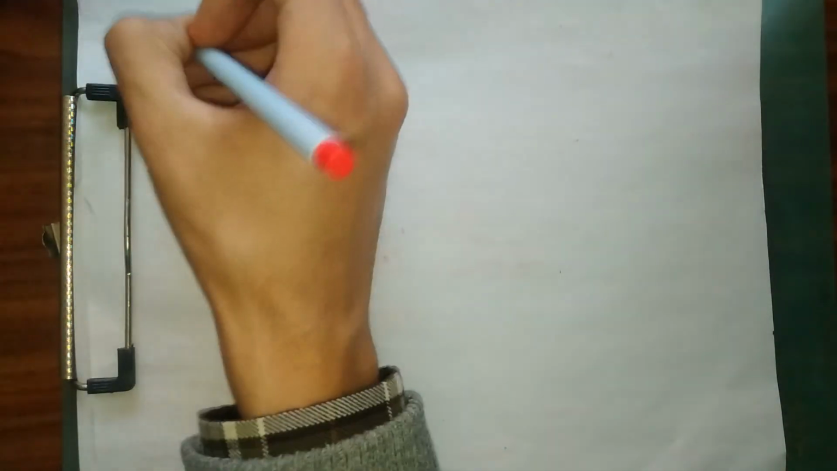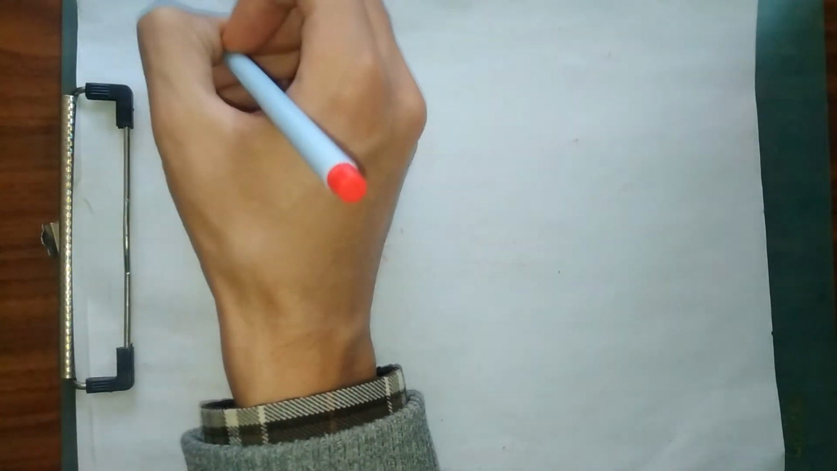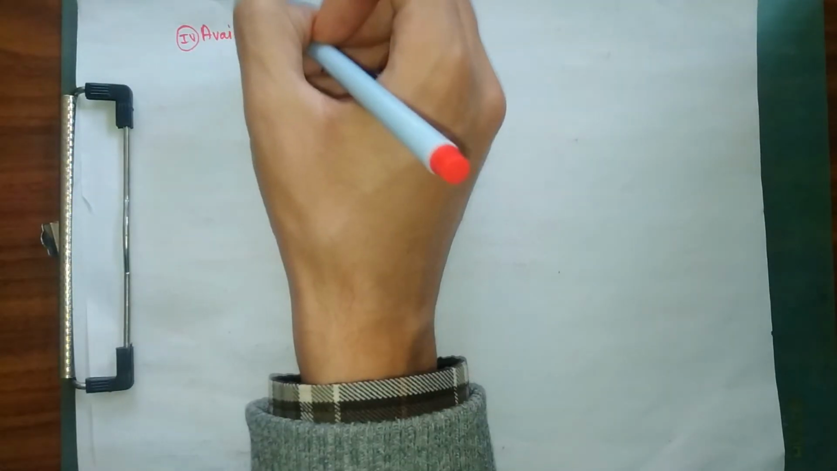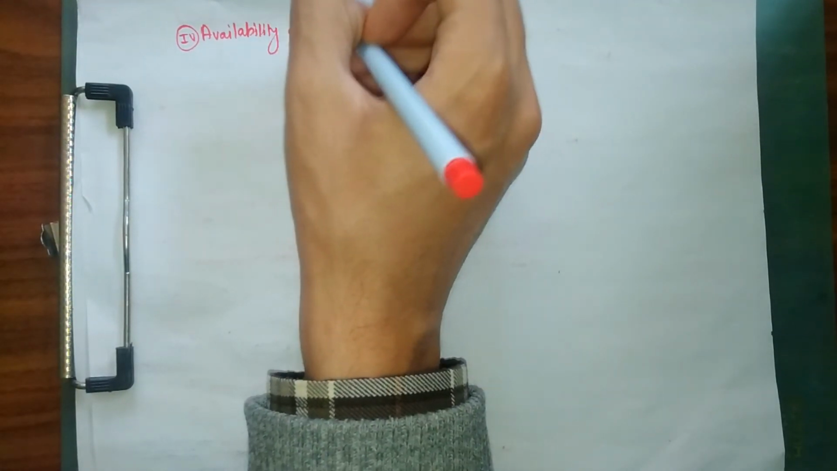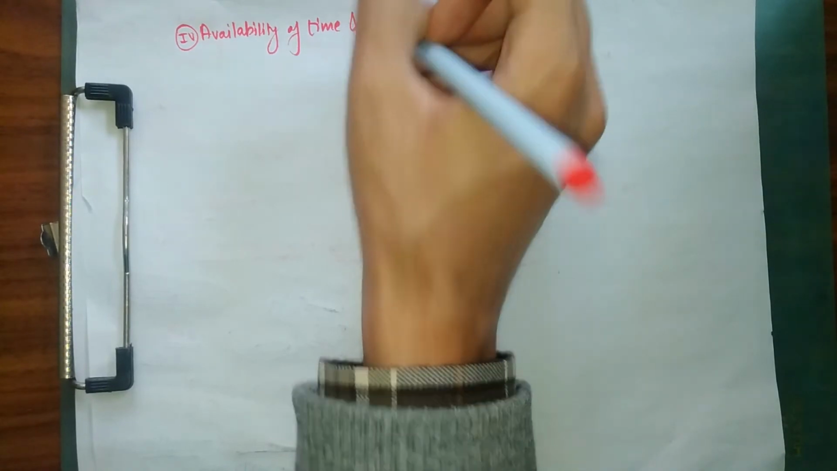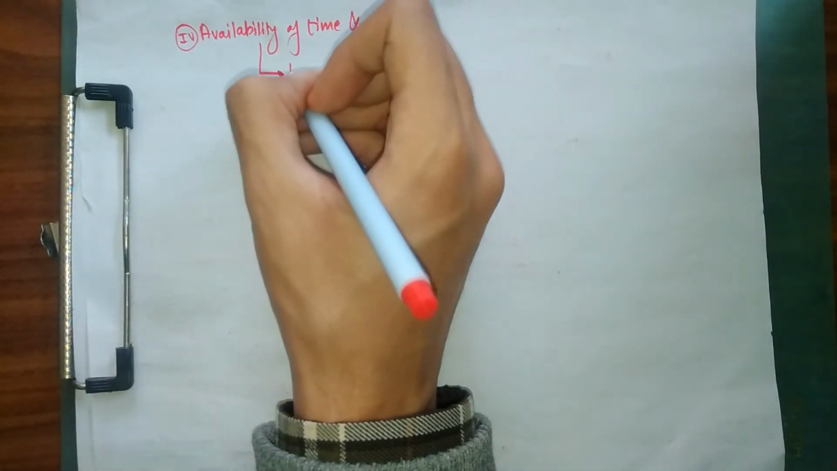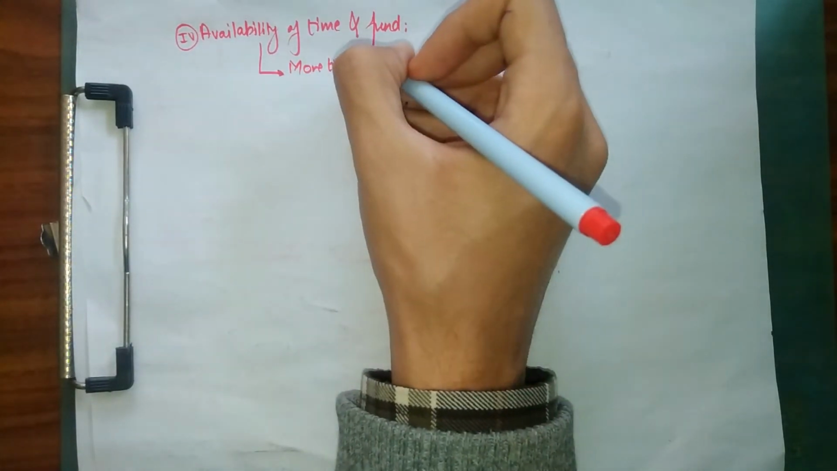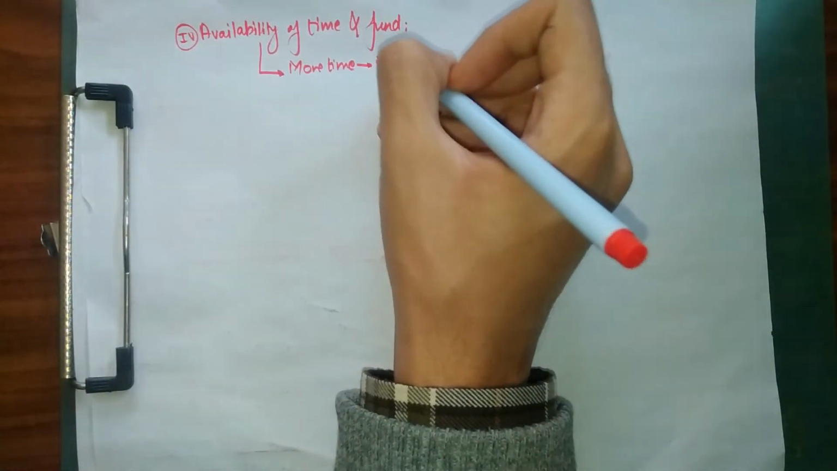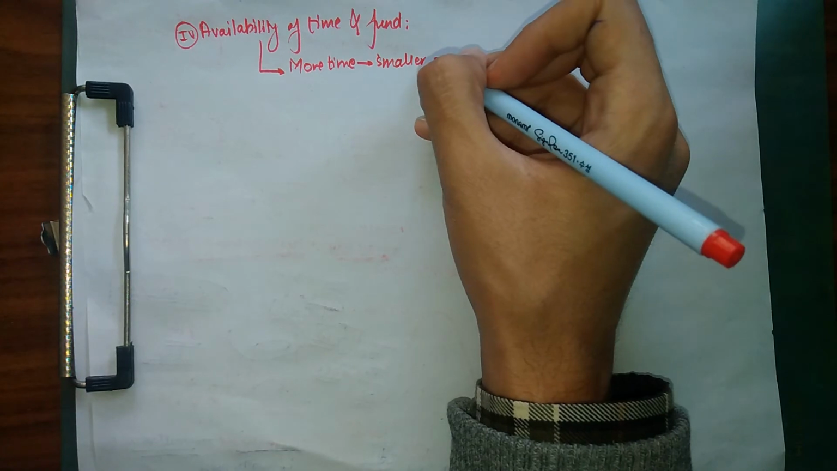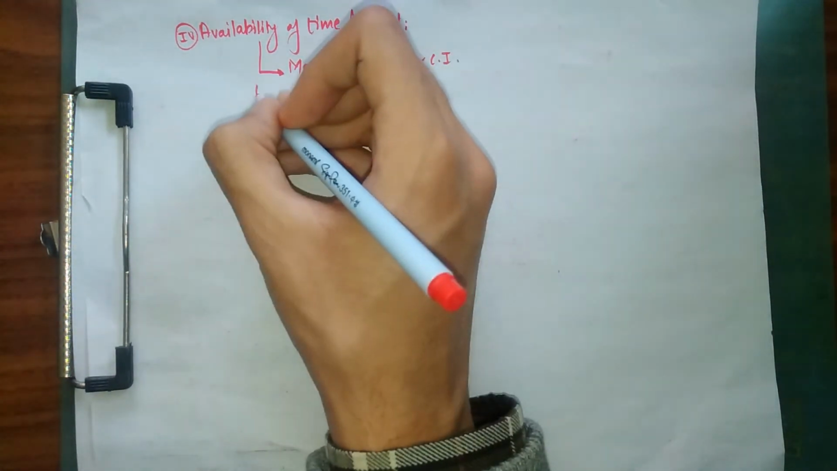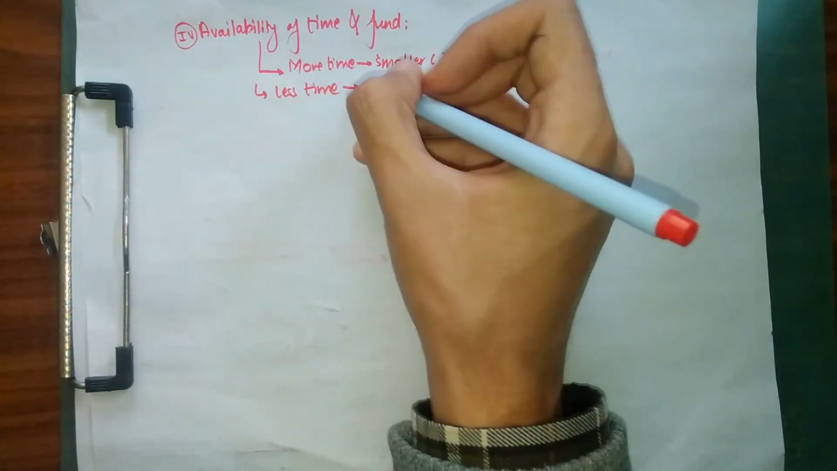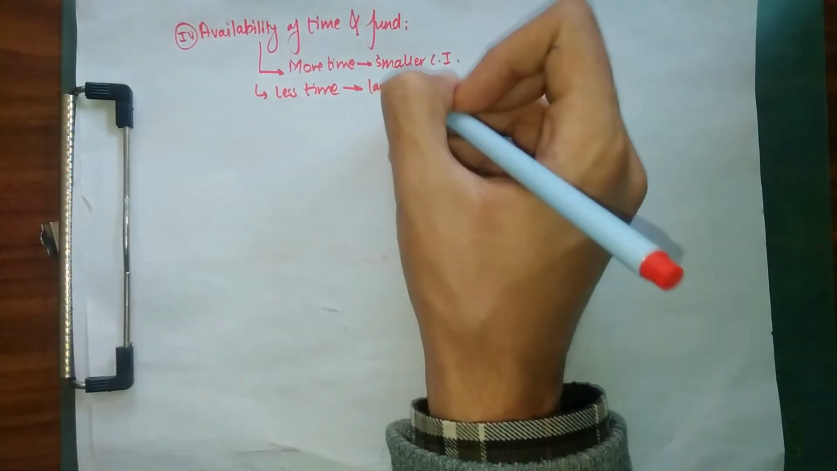Next, the contour interval depends on the availability of time and fund. Let's see: if we have more time available, we are going to use a smaller contour interval. While if there is less time available, we are going to use a larger contour interval.